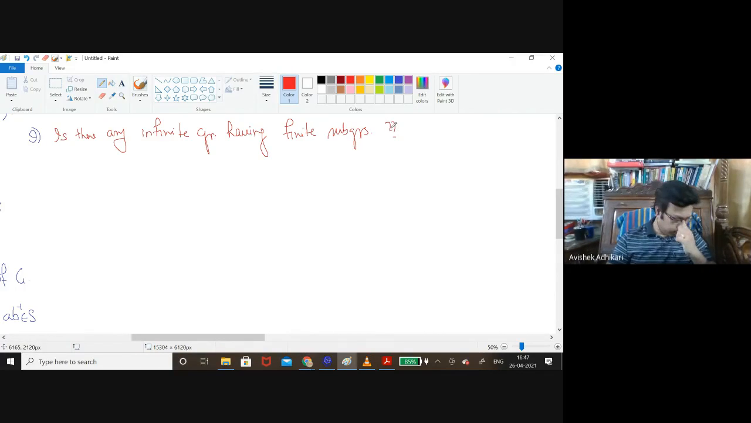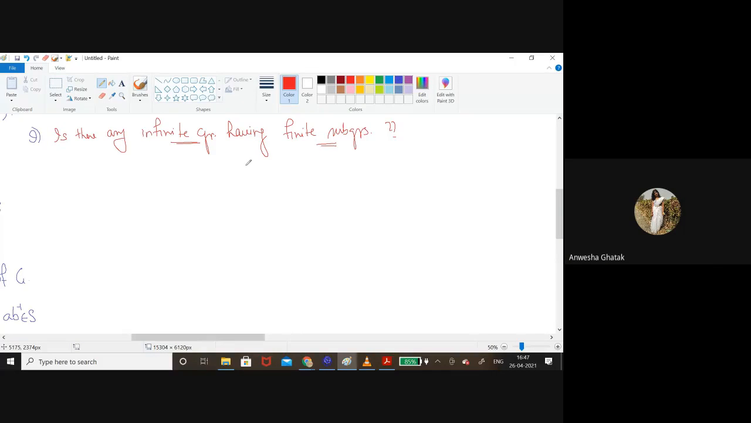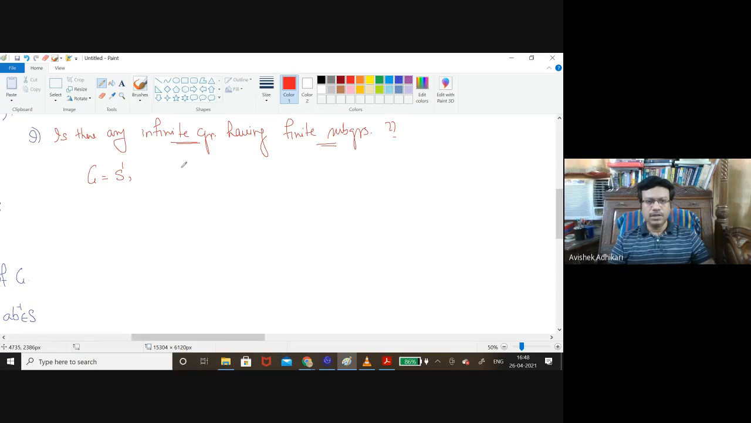What will be your answer? So the group has to be infinite and it must have some finite subgroup. Yes, sir. Okay, example. Sir, if we take the group as the circle group and take the subgroup as the nth root of unity. Okay, so suppose you consider the third root of unity. That means the elements are 1, omega, omega square. Okay, so this is an infinite group.